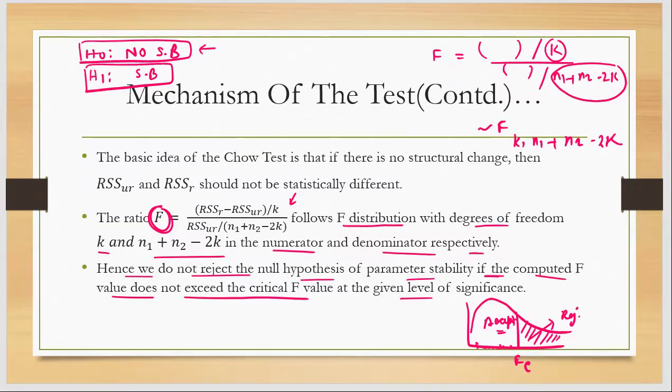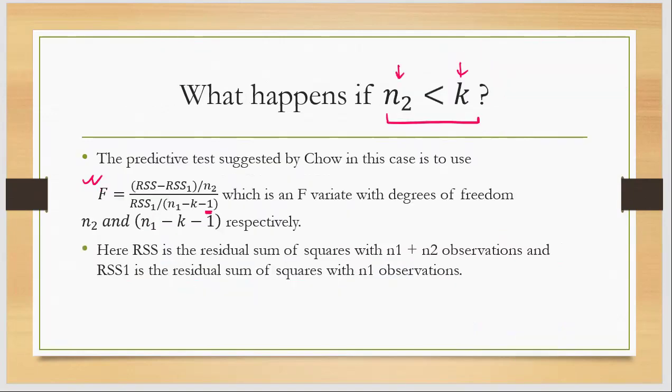You can take a look at the comparison. This is the original scenario: N1 plus N2 minus 2K. See, only the denominator is slightly different. Here, instead of 2K, you will use N1 minus K minus 1. This is the only modification that you need, only for the special case when N2, the number of observations in the after scenario, after the structural break or after the policy intervention, is less than the total number of parameters that you want to estimate. All the rest of the things will remain the same. Here I have written that RSS is the residual sum of squares with N1 plus N2 observations, and RSS1 is the residual sum of squares with N1 observations, right?